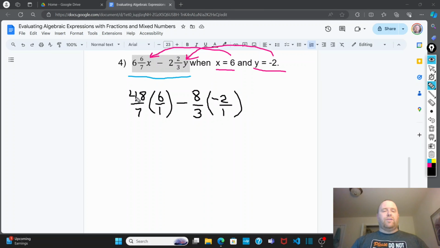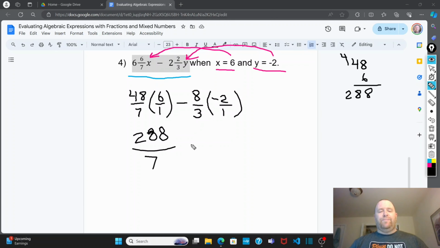Okay, so let's go across. So 48 times 6, we can't simplify anything. It would be nice if we could, but we can't. So we're going to do 48 times 6. So 6 times 8 is 48. Bring up the 4. 6 times 4 is 24, plus 4 is 28. So 288. That was a fun 8.